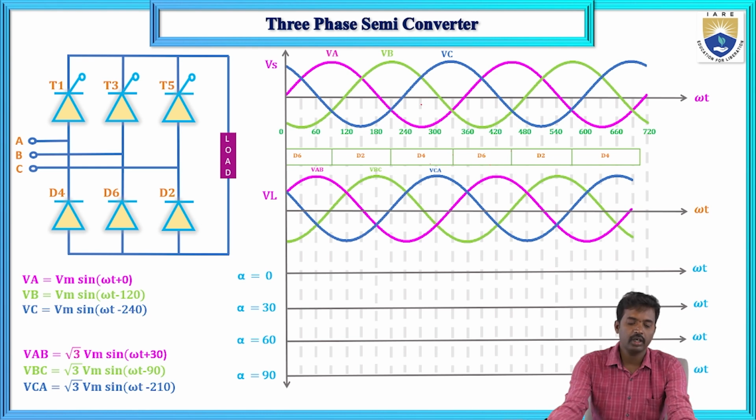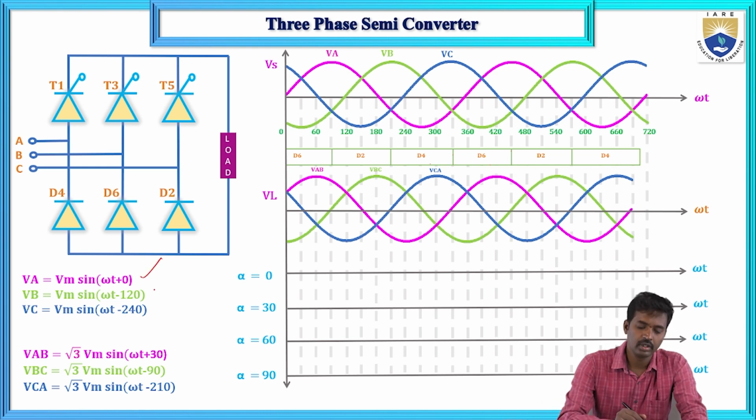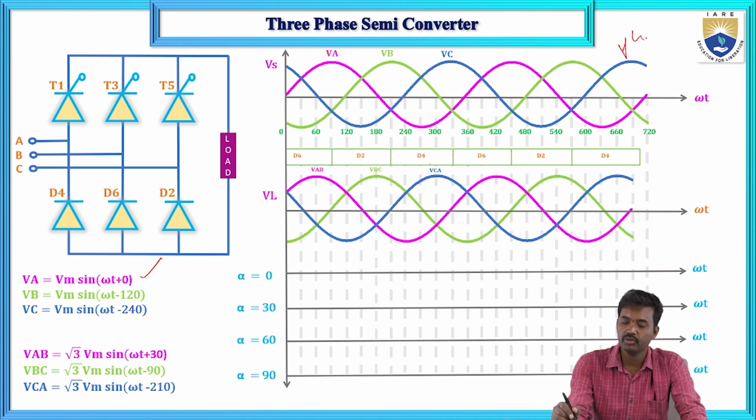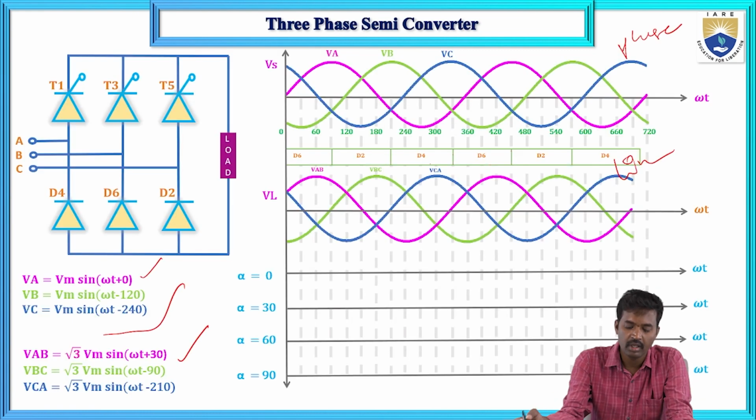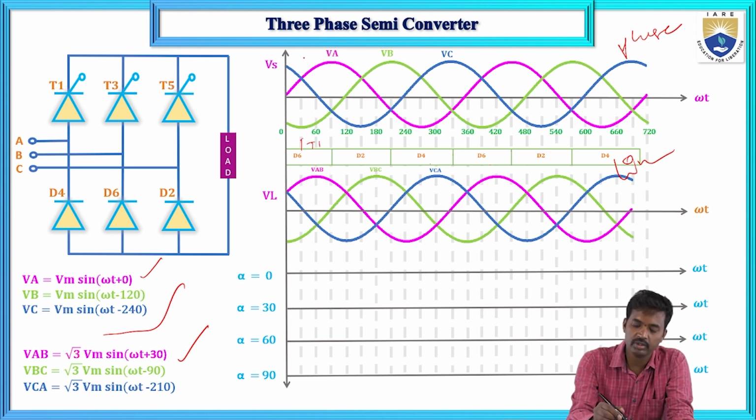And now here first this is the notation for phase and line voltages. These are the phase voltages VA, VB, VC and the line voltages VAB, VBC, and this we already discussed. And next here what will happen? So first at 0 degrees case, T1 will conduct. So T1 thyristor will conduct up to what angle? Here T1 thyristor will conduct for 120 degrees duration.